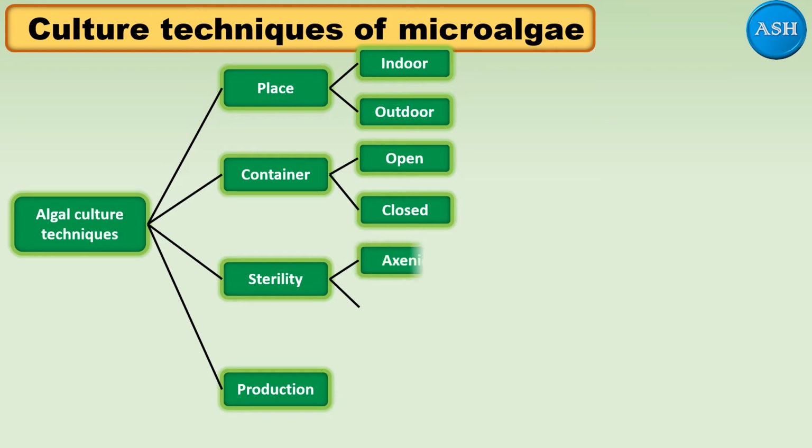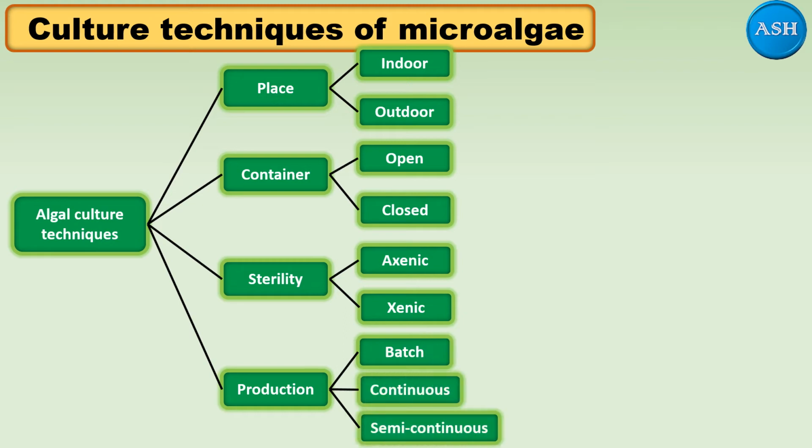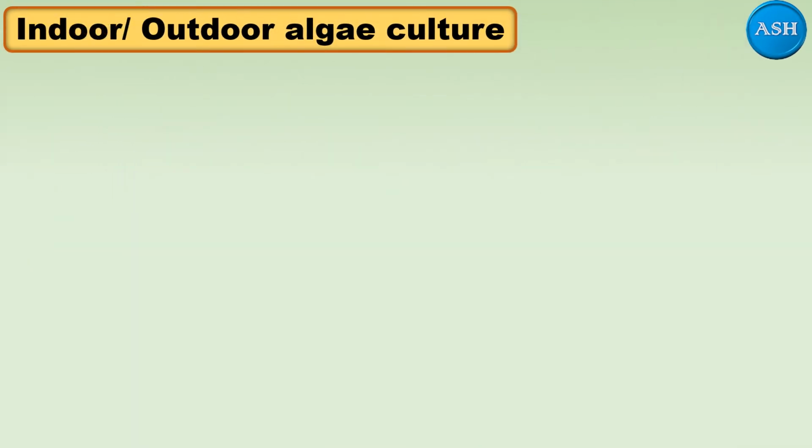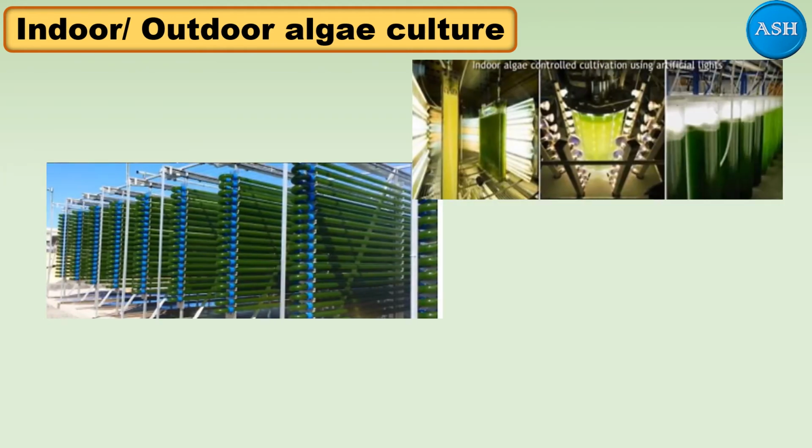And based on sterility, it can be divided as axenic and xenic. And based on production, they are divided into batch, continuous and semi-continuous culture techniques. So let's see a brief overview of all these cultures. The first one is indoor and outdoor culture. So you could see the picture of the indoor and the outdoor culture.